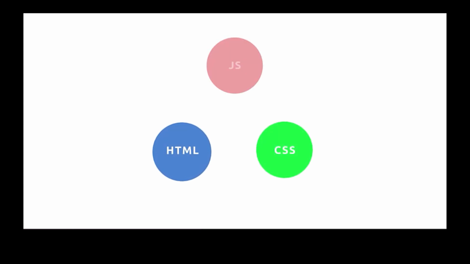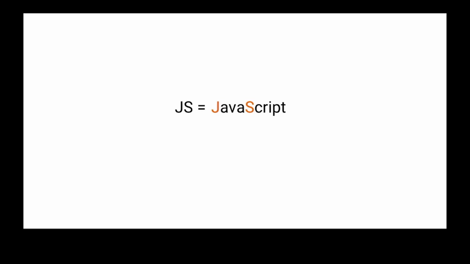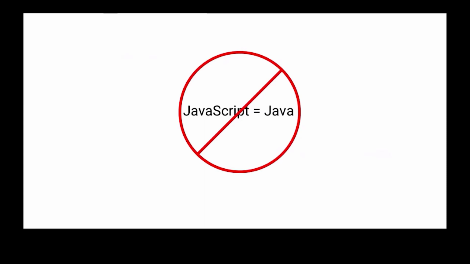So now we've arrived at the third part of our front-end journey, JavaScript. JS stands for JavaScript. But don't confuse JavaScript with Java, because those two are completely different. They are unrelated programming languages. So what is JavaScript and what is it used for?